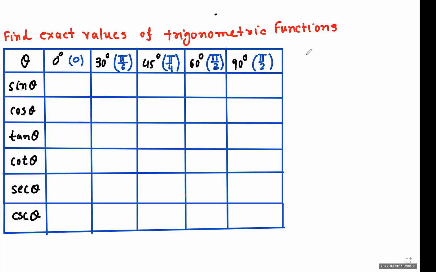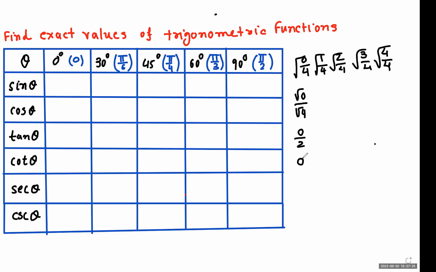In order to do that, simply we are going to write 0, 1, 2, 3, and 4 in one row. Then we will divide each of these values by 4. And then we will take the square root out of it. And then we will simplify it. So square root of 0 is 0, square root of 4 is 2. So it's basically 0 over 2, which is 0. So that value goes here.